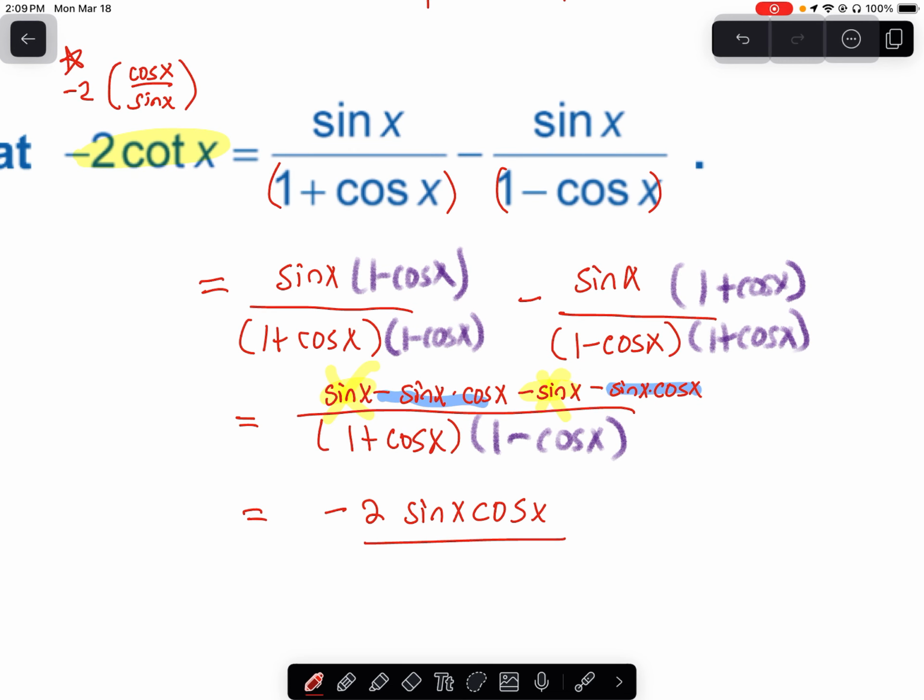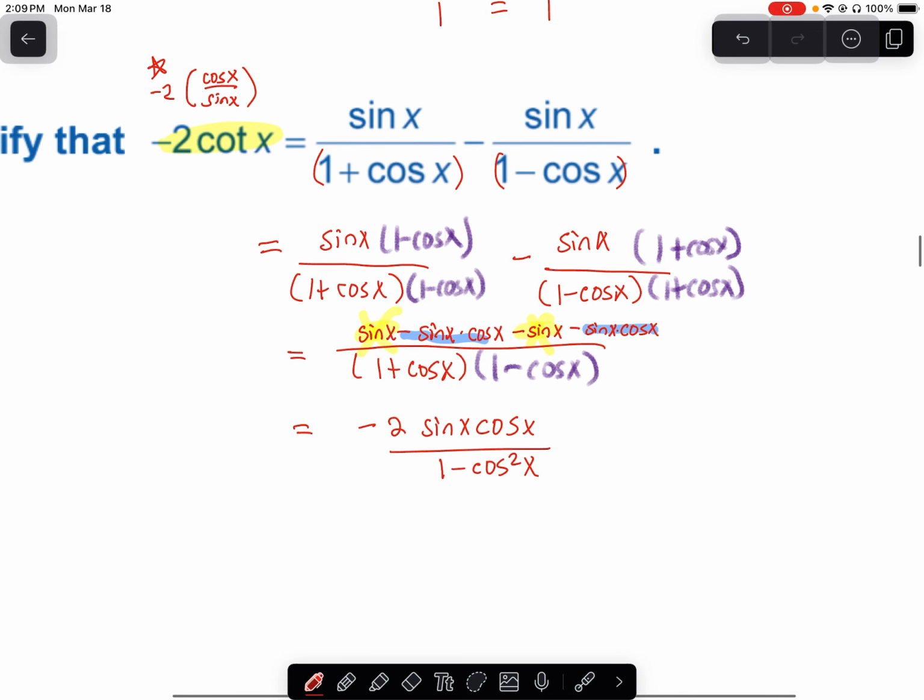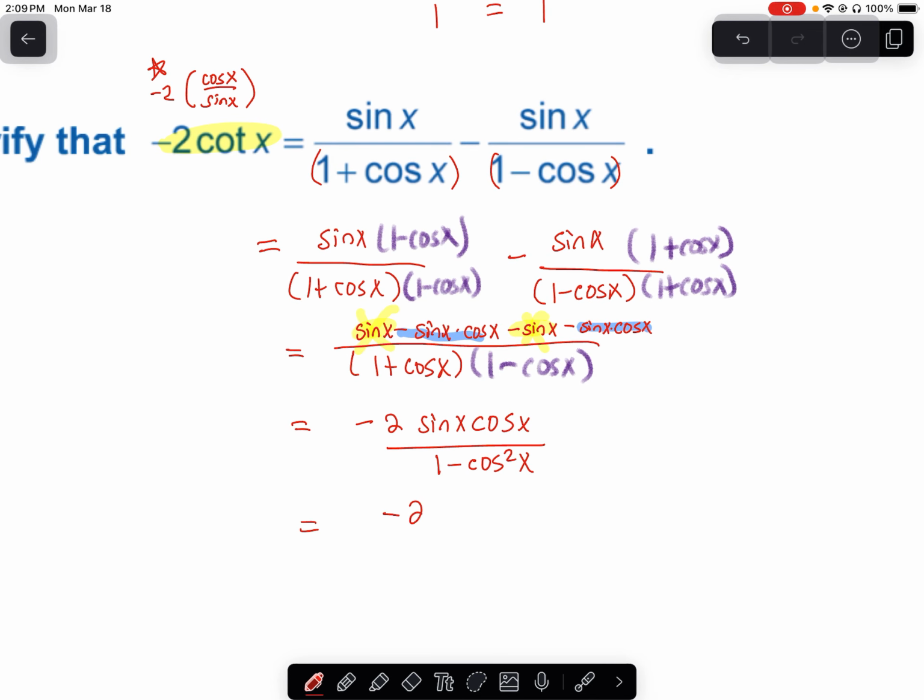Now, these are something called conjugates. A plus b times a minus b. They always multiply very nicely. So when you see that relationship, multiply them. We get 1 minus cosine squared. Now, 1 minus cosine squared is a Pythagorean. Hopefully by now you're starting to see the pattern. That is the same as a sine squared. So 1 minus cosine squared is the same as a sine squared.